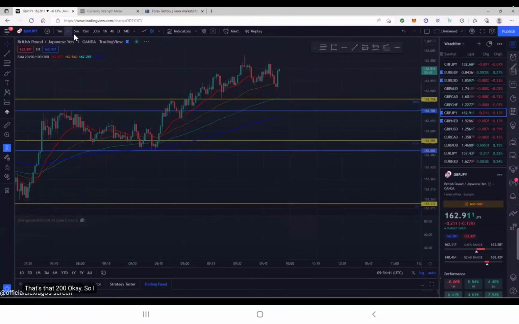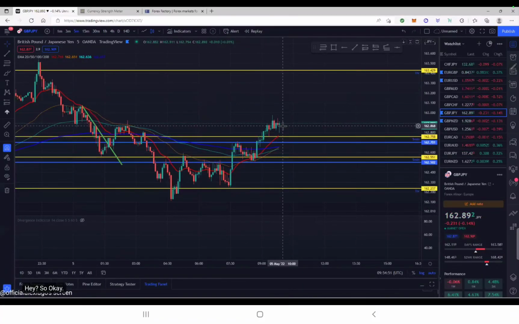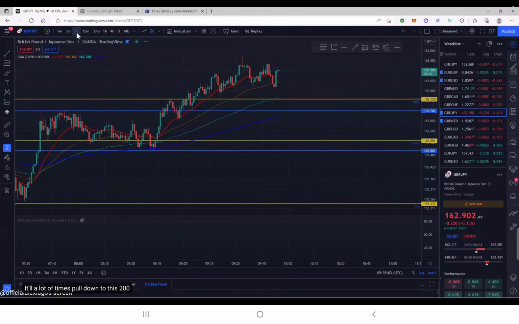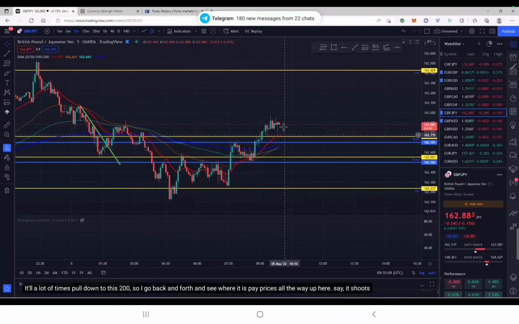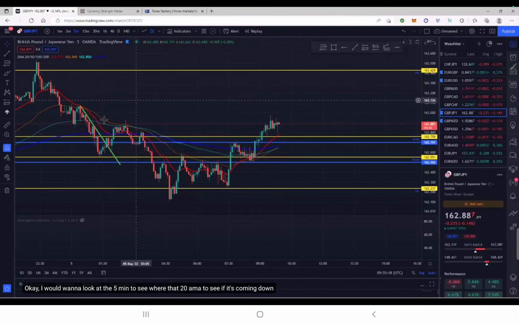So I always want to look at the 5 minute and see where it is. Sorry, I'm having a hard time trying to explain this correctly. On the 5 minute, it likes that 20 EMA. On the 1 minute, it'll a lot of times pull down to this 200. So I go back and forth and see where it is. Say price is all the way up here and shoots past it or it's not coming down to it. I would want to look at the 5 minute to see where that 20 EMA is, to see if it's coming down there or what it's doing. Does that make sense? I didn't explain that very well, I know.